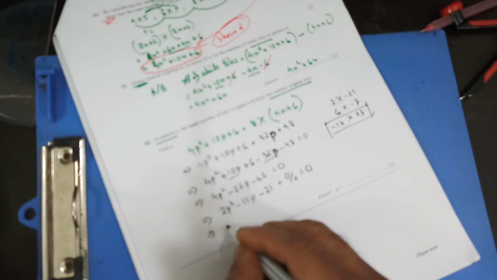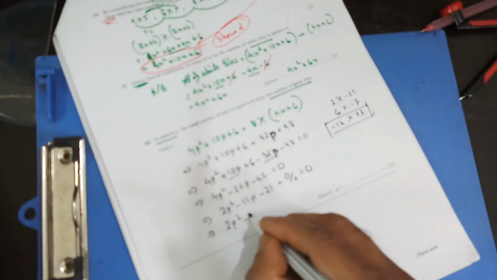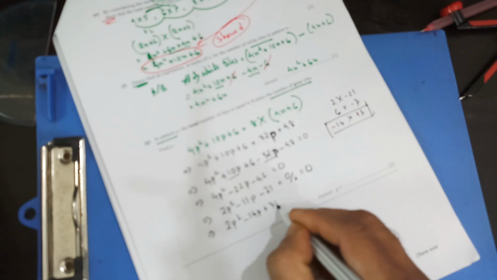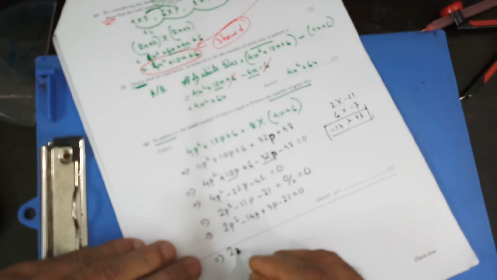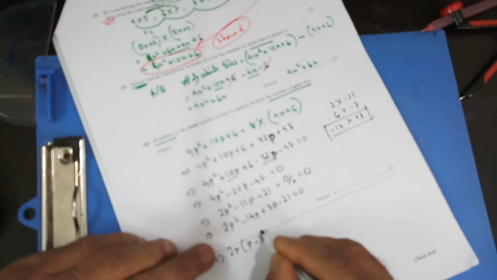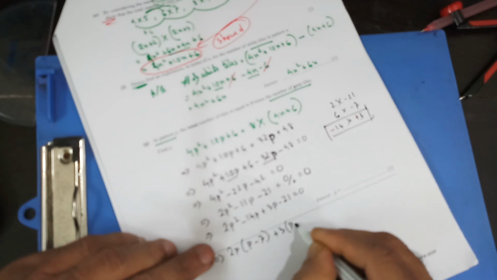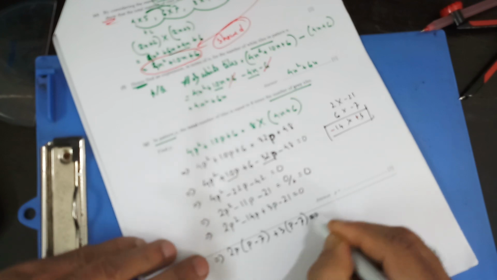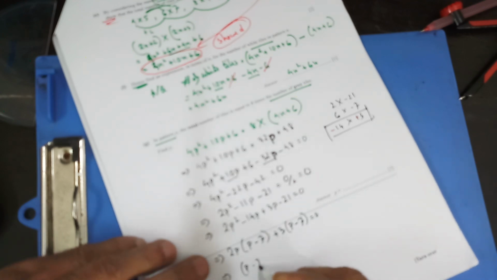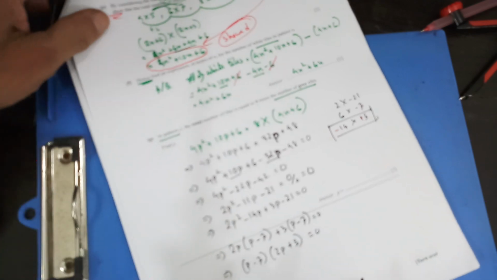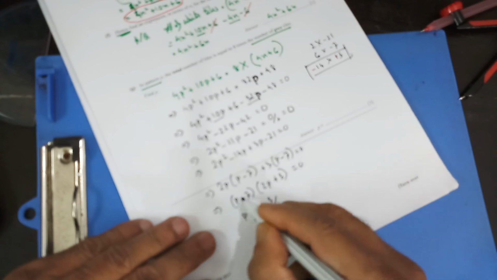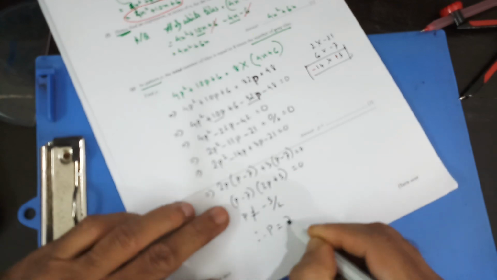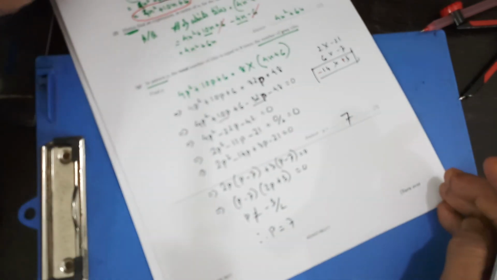So this is going to be 2p squared minus 14p plus 3p minus 21 equal to 0. So 2p taking common, p minus 7, plus 3 common, p minus 7. So it's going to be p minus 7, 2p plus 3 equal to 0. Now p cannot be equal to minus 3 by 2. Therefore p equal to 7. So that's answer is 7. Okay.